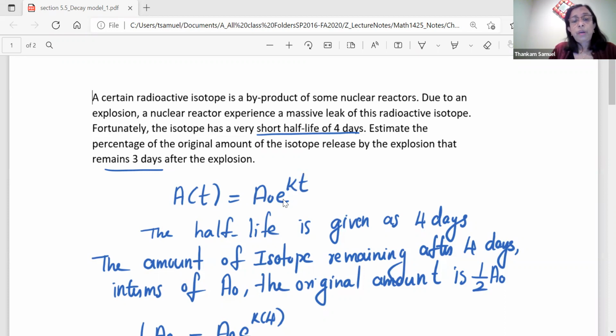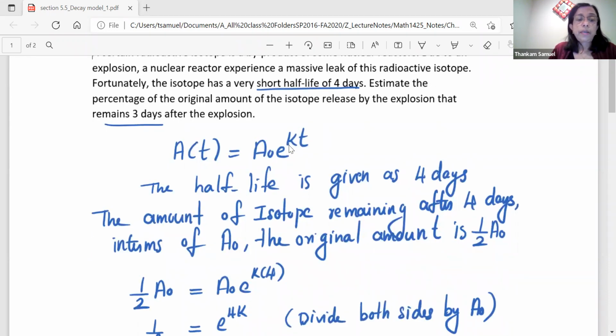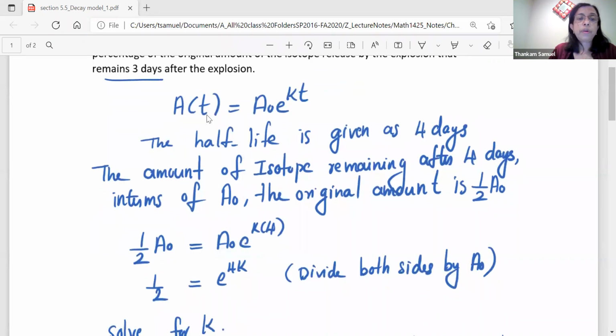So we can consider the original amount as A sub 0. Since we are given the half-life of 4 days, after these 4 days, the amount becomes 1/2 A sub 0. So A of t, which is 1/2 A sub 0, equals the original amount A sub 0 times e to k times the time, t is 4 days. Now, first we need to solve this equation for k.